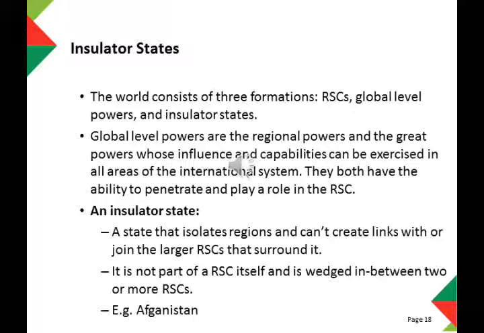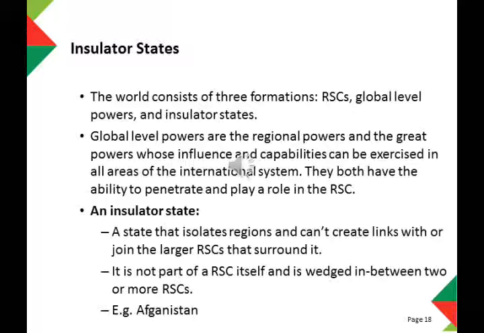An insulated state is different from a buffer state, because a buffer state is located within a regional security complex, but it separates between two regional powers that have some hostile interactions between them, or that have a history of intensive hostile or negative interactions between them. For example, Belgium is a buffer state and always has been a buffer state between France and Germany. But at the same time, the three of them, France, Germany, and Belgium, belong to the West Europe regional security complex.